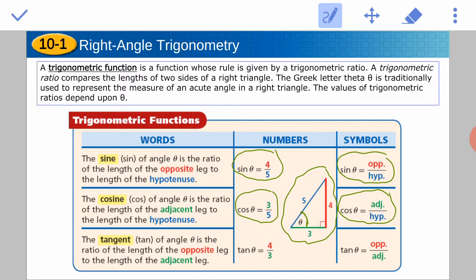The last basic trigonometric ratio is called tangent theta. Tangent theta is equal to the opposite over the adjacent. In this triangle, the opposite of angle theta is 4, the adjacent is 3, so the ratio is equal to 4 over 3.